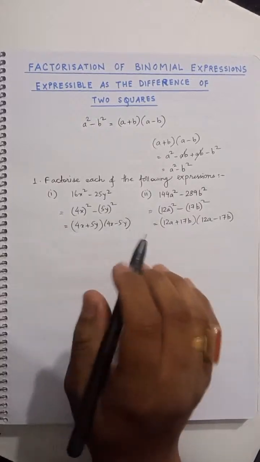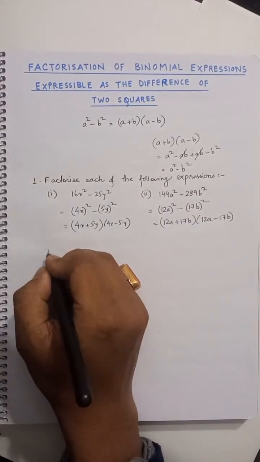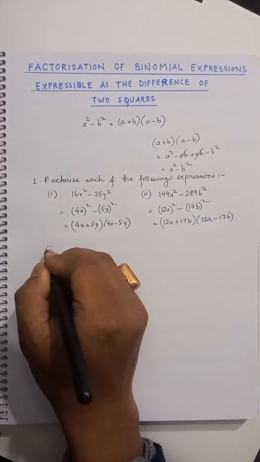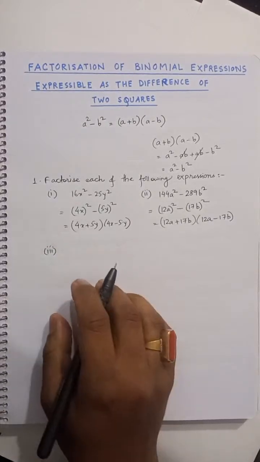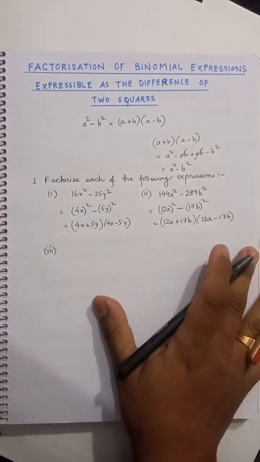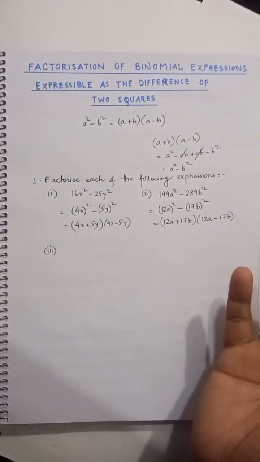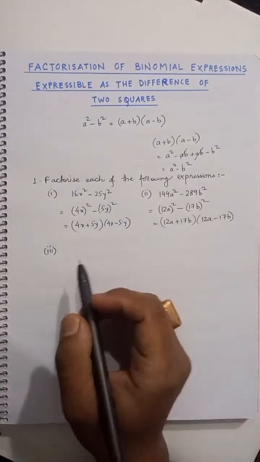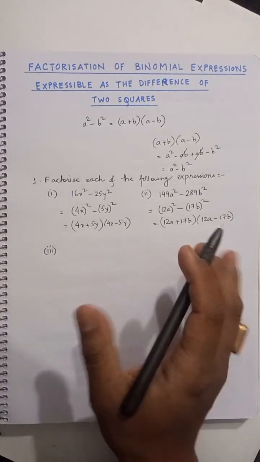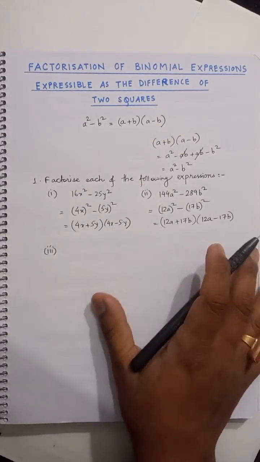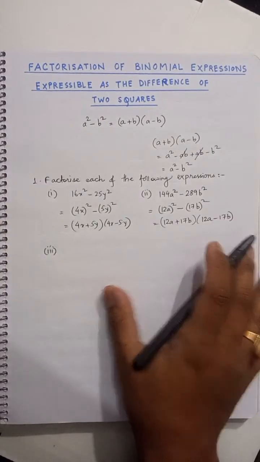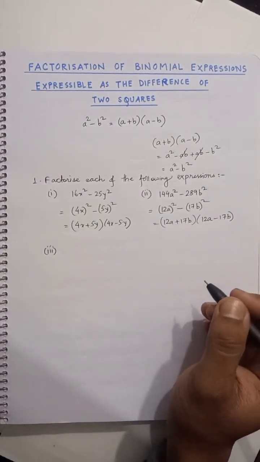This is one of the easiest forms of factorization. In fact, in the previous live streams I have already mentioned that factorization itself is a very easy topic. You just have to memorize the identities and the rules, and it is very easy. Let's solve one more.